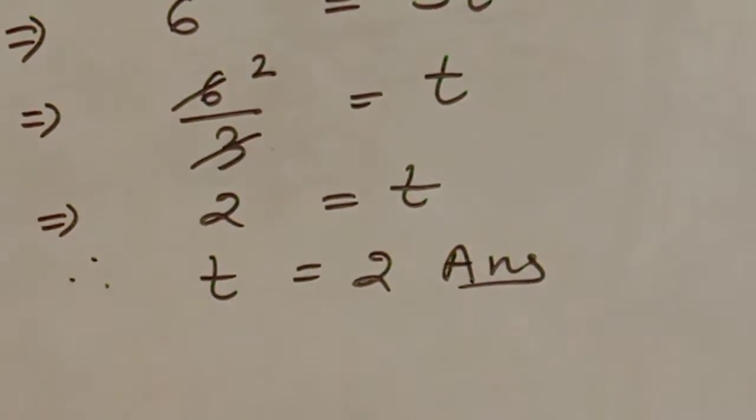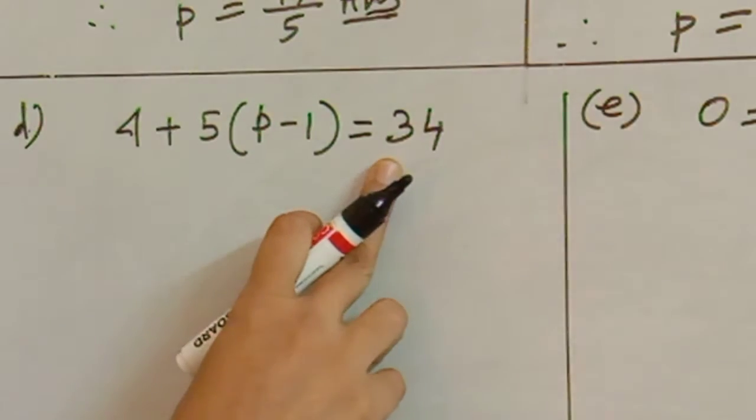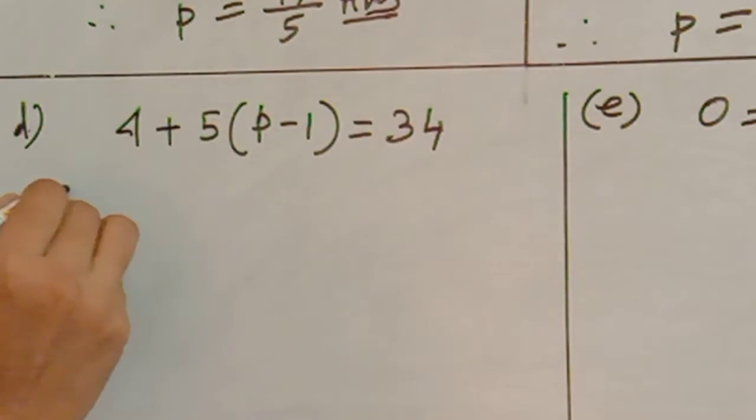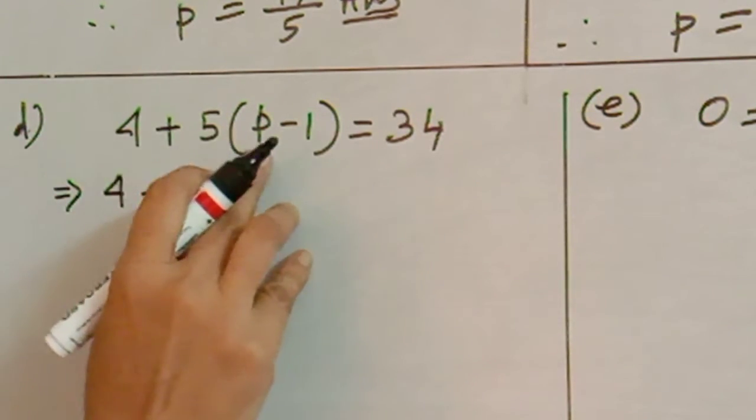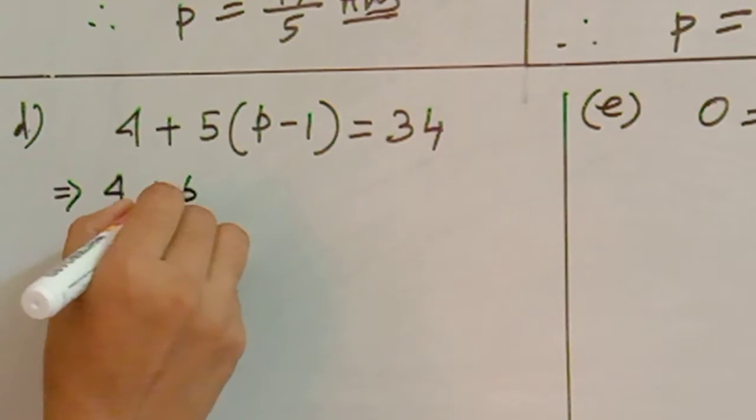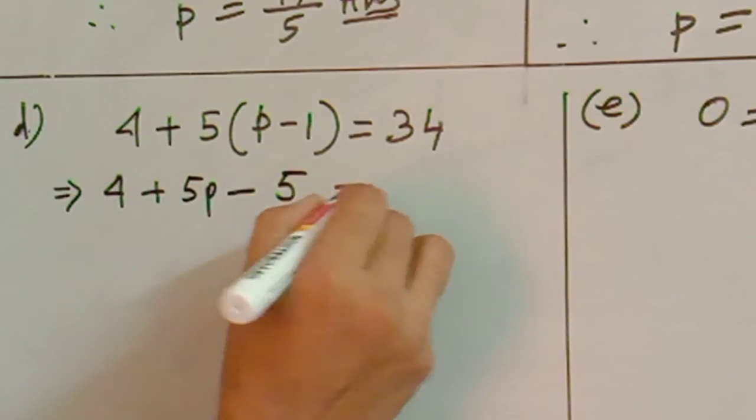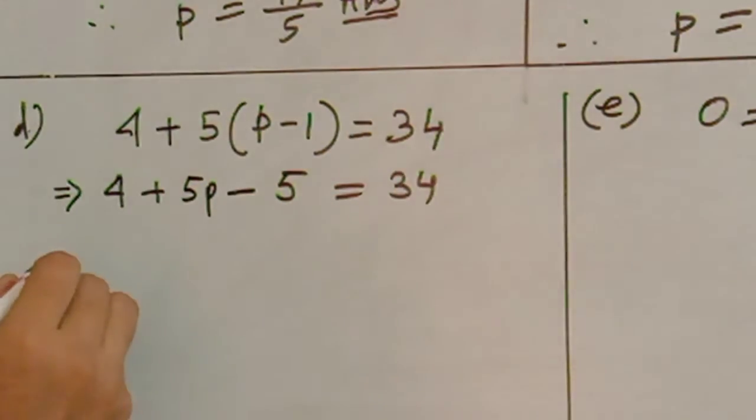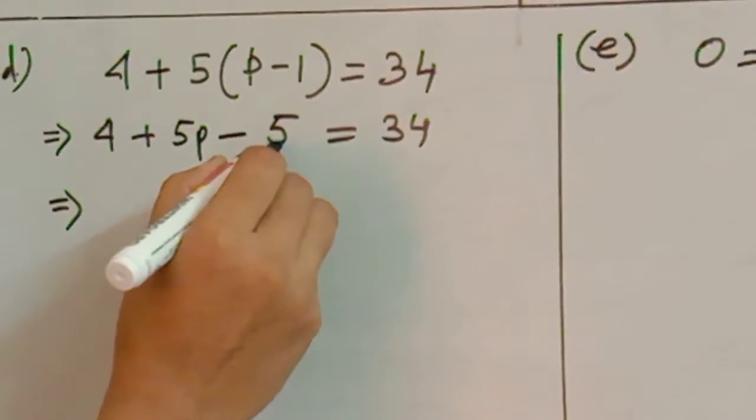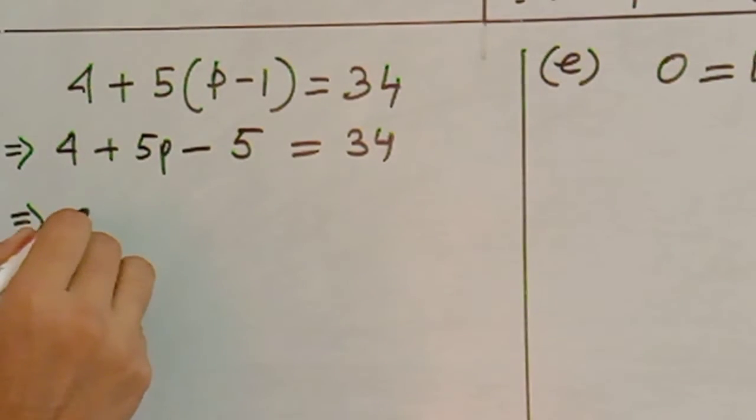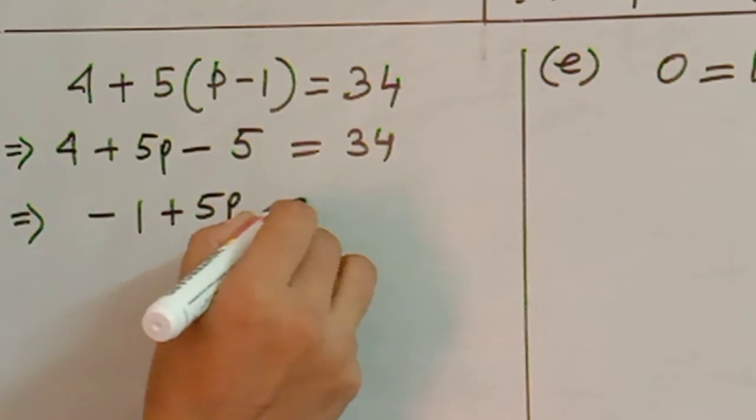Come to the next sum. In question number D, 4 plus 5 into p minus 1 is equal to 34. So 4 plus, as it is multiplied, 5 with p minus 1, so multiply 5 into p, 5p, and minus 5 into 1, 5, equal to 34. So 4 minus 5, it is minus 1, plus 5p is equal to 34.